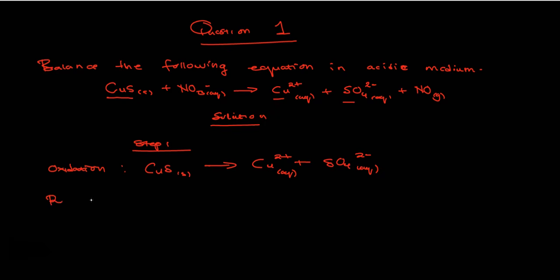Then the reduction reaction. This is the half reaction method. So it's this and this. You say nitrate ion producing nitrogen monoxide gas. Very simple like that. What do you do next now? What is our next step?